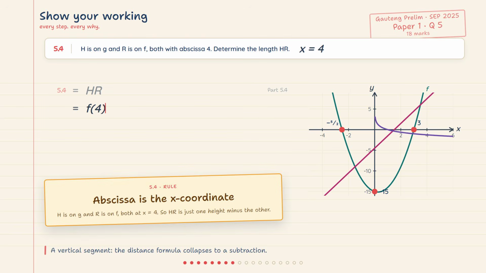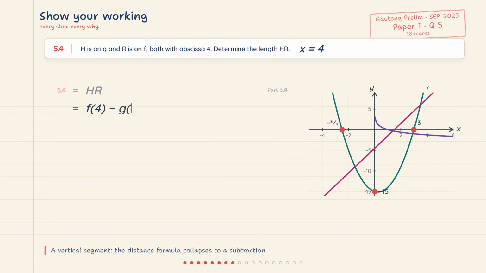Abscissa is just the x-coordinate. The word is the only hard part of this question. Both points sit at x equals 4, one on each graph, so the segment joining them is vertical, and its length is simply one height take away the other. No distance formula needed, because there is no horizontal gap to account for.